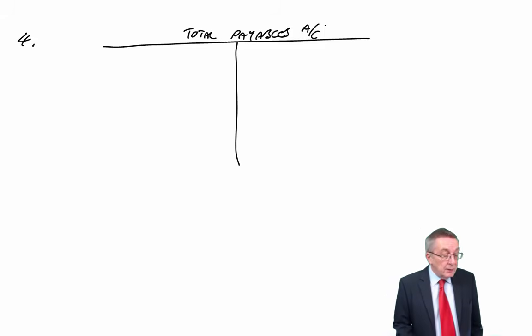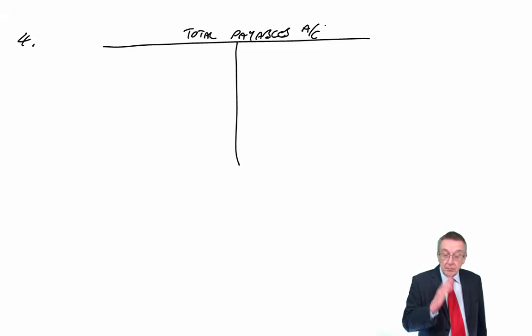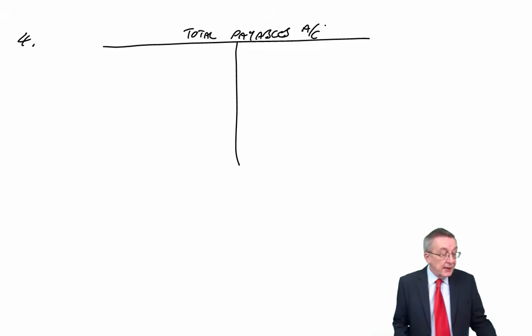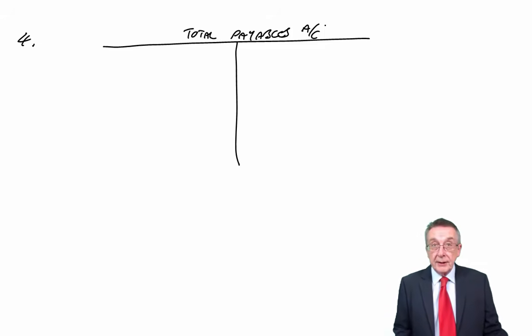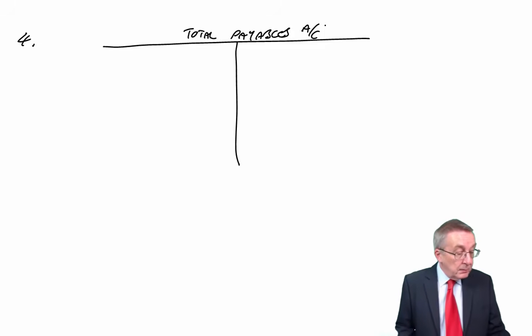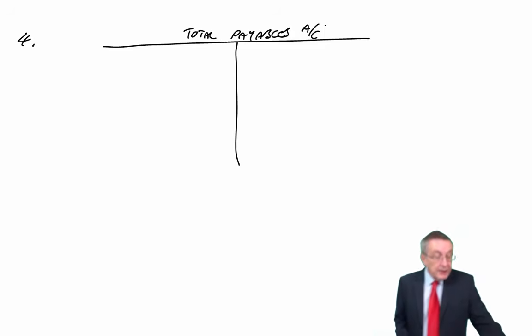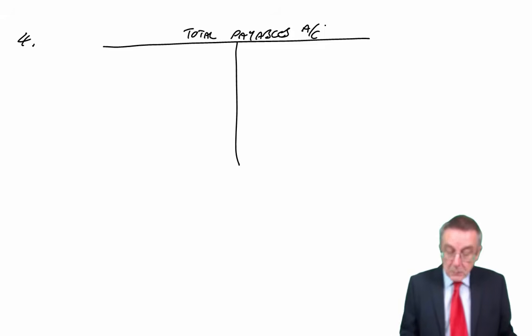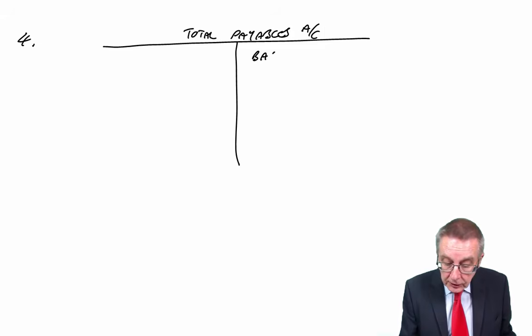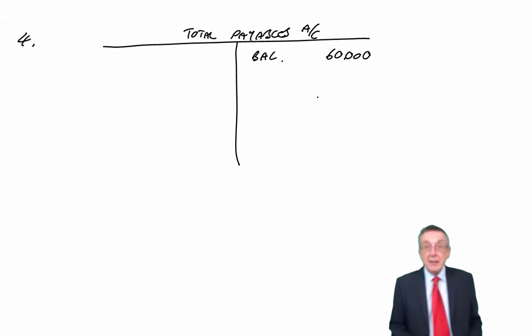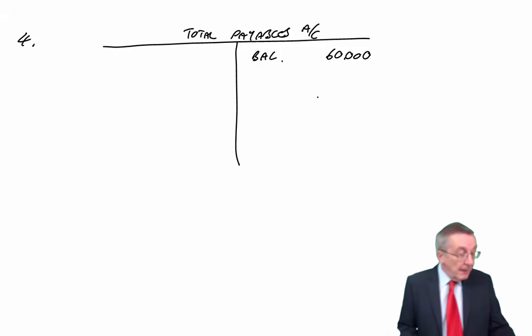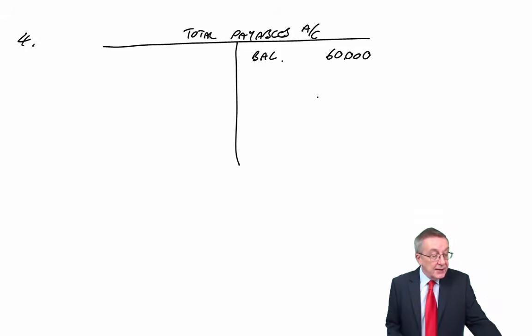So let's write up what we know, just what will go in the payables account. So running down the list, receivables, not relevant. Total payables at the beginning of the year was 60,000. The payables are a liability, so we'd have a credit balance at the start of the year of 60,000. Cash received from customers, not relevant. Cash paid to suppliers, yes.